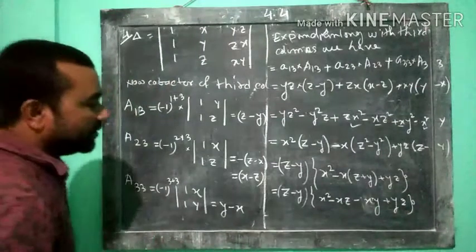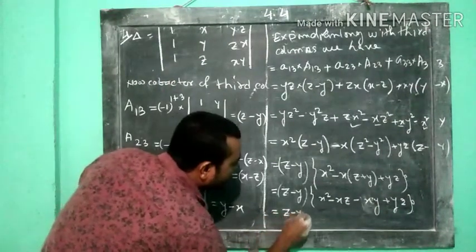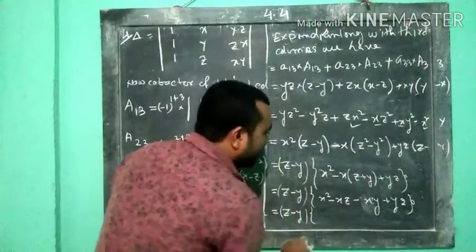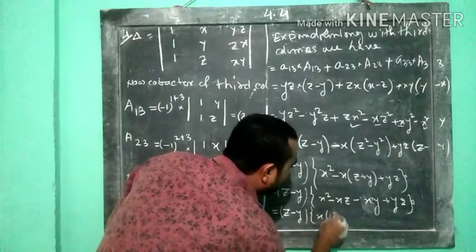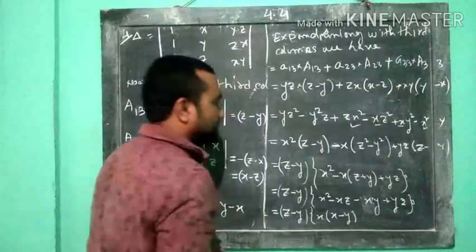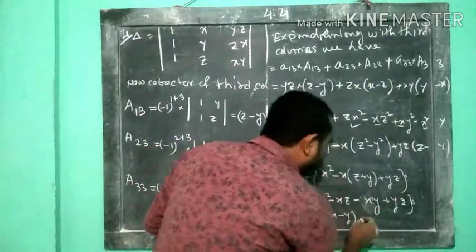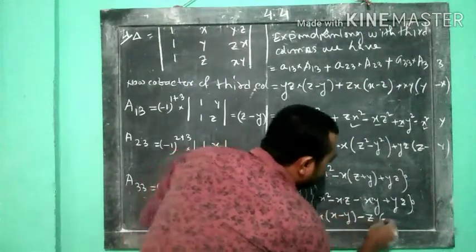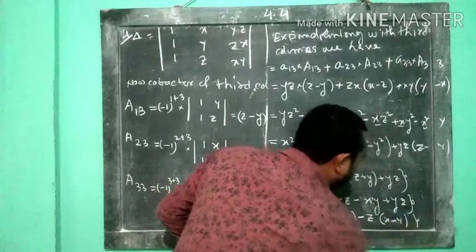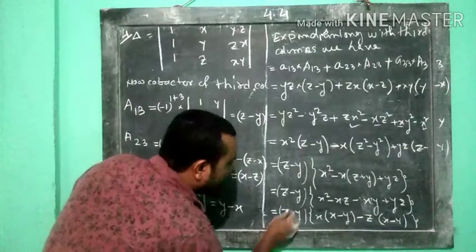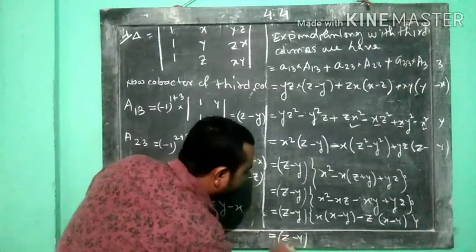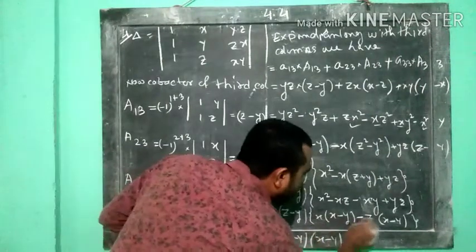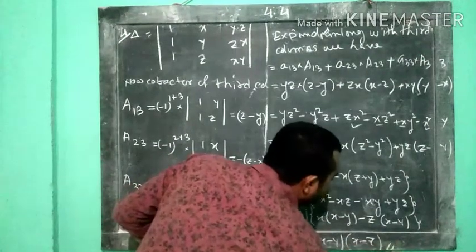So this is z minus y into, from these two terms x is common, giving x minus y, and from these two terms minus z is common, giving minus z times x minus y. Bracket closed. This equals (z minus y)(x minus y)(x minus z). This is question number 4.